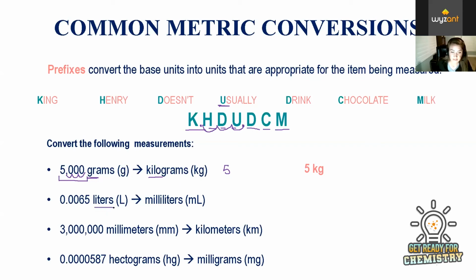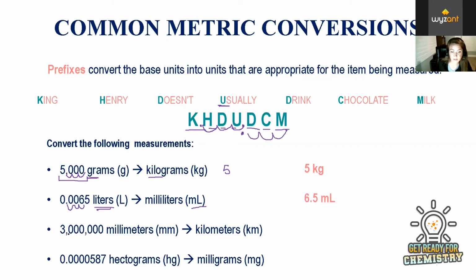Same thing with these liters. So this is a really small number for liters. It would look better if we converted it into milliliters. And so we're here at the unit. You always place your decimal to the right of the letter, because that's where the invisible decimals are. So we're going from liters, which is at the unit spot, to milliliters, which is over here. So 1, 2, 3. So I'm going to move my decimal 1, 2, 3. So I get 6.5 milliliters.